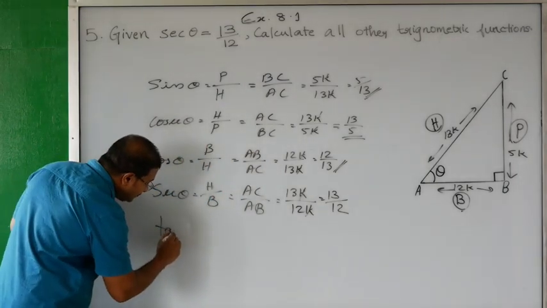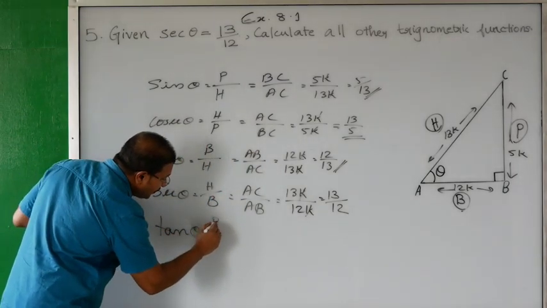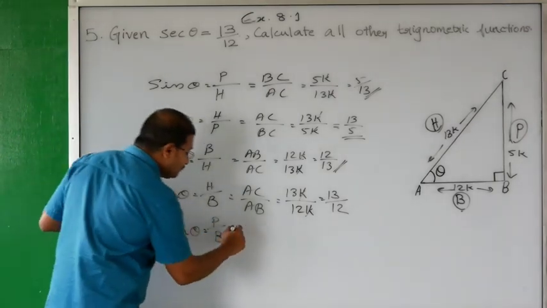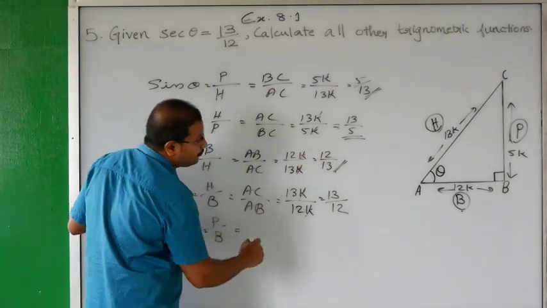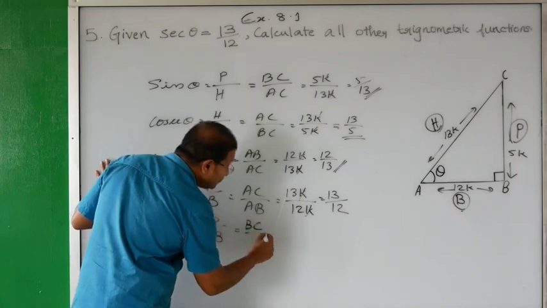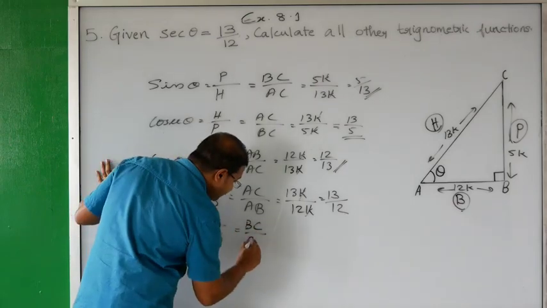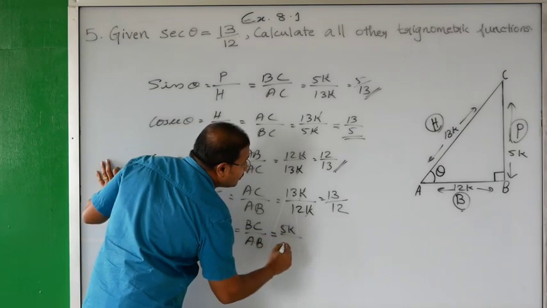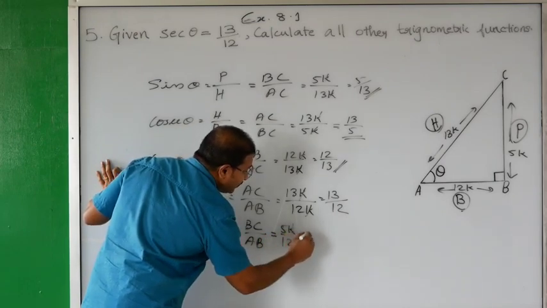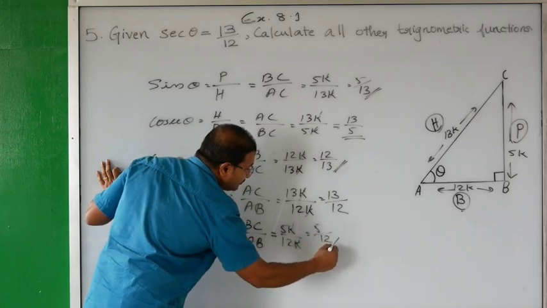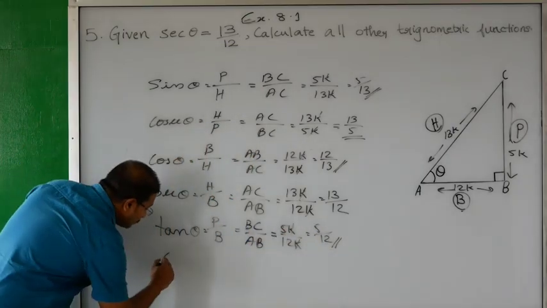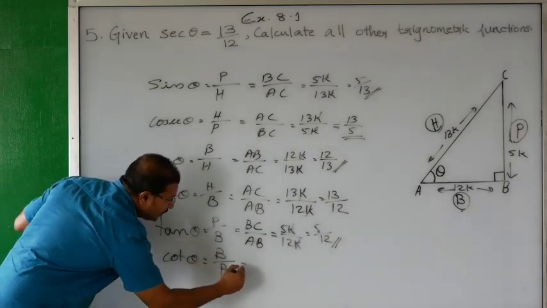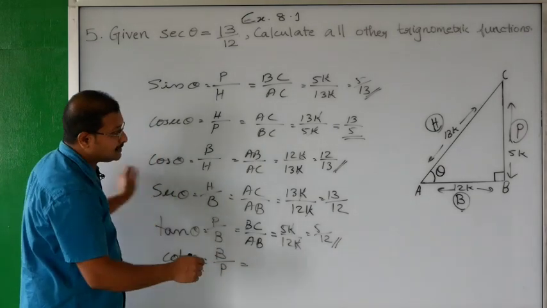Second last, tan theta equals perpendicular by base. What is perpendicular according to the diagram? BC by base AB. That means you will get 5K divided by 12K. Both KK will cancel. We'll get 5 by 12. So next, cot theta equals base by perpendicular. What is the value of base? AB.